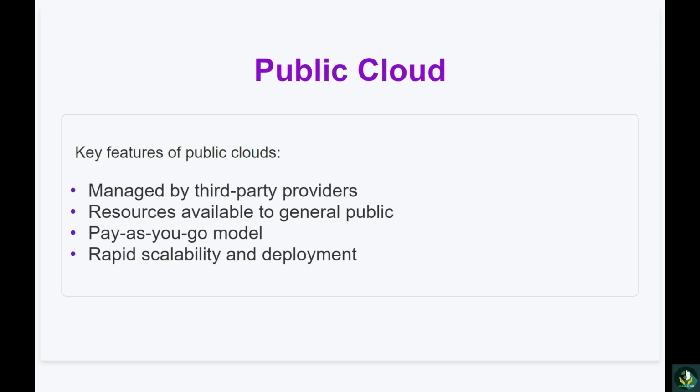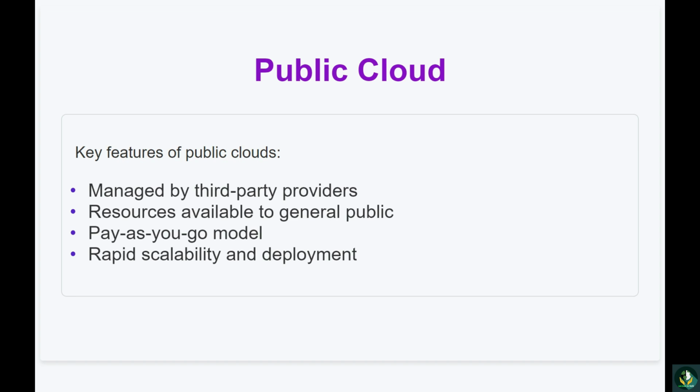The economic model of public clouds is another significant advantage. Public clouds operate on a pay-as-you-go basis, allowing organizations to consume only the resources they need when they need them. This model eliminates the need for substantial upfront capital expenditures, making it particularly attractive for startups and small to medium-sized businesses. Scalability is a cornerstone of public cloud offerings.